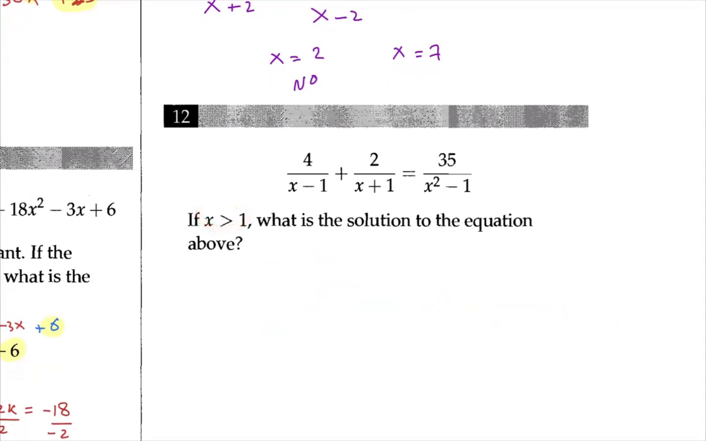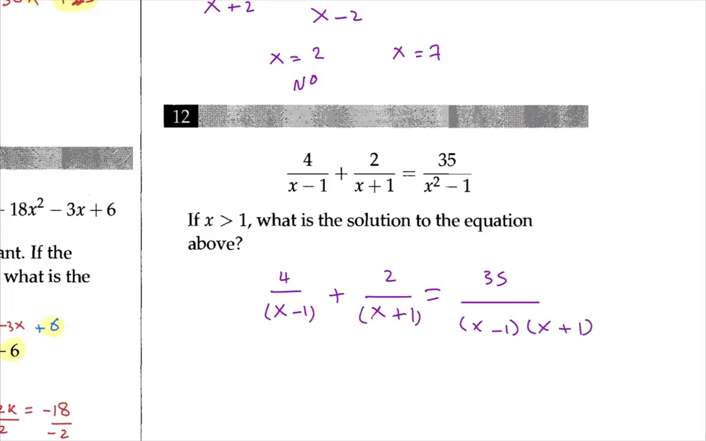If you notice here, guys, we have 4 over x minus 1 plus 2 over x plus 1, all of this equal to 35 over x squared minus 1. x squared minus 1 is a difference between two squares, so it can be factored as x minus 1 times x plus 1. The denominators in this equation are only x minus 1 and x plus 1. So here I can multiply by x minus 1 and x plus 1. x minus 1 will cancel x minus 1, and you will get 4 times x plus 1.